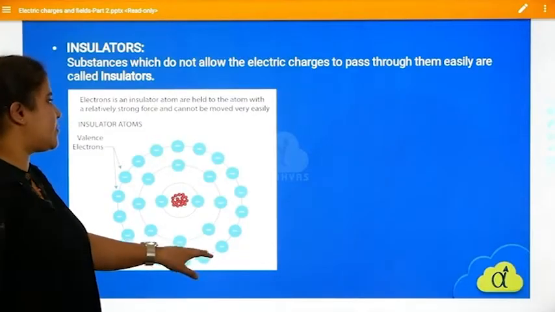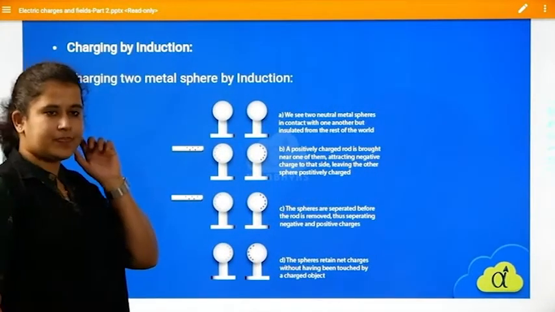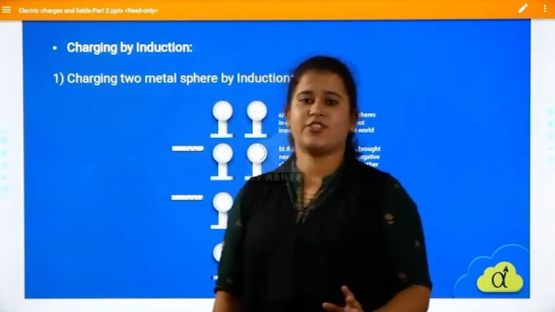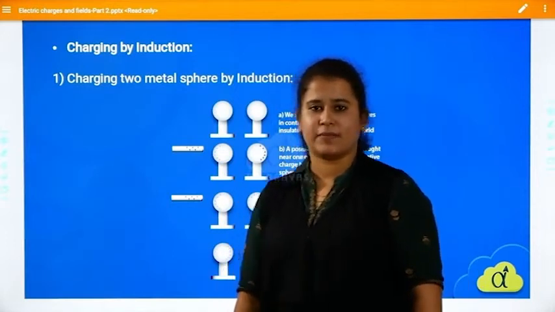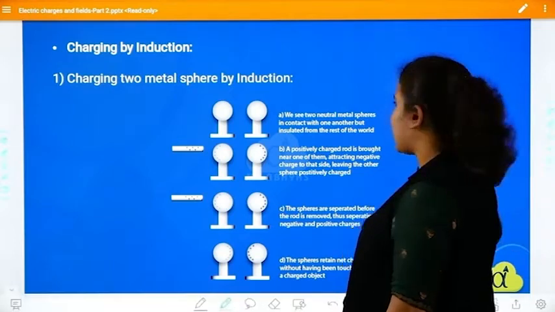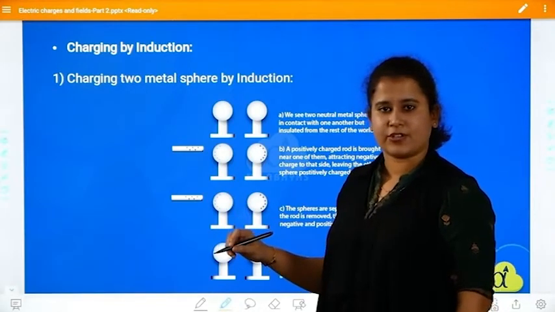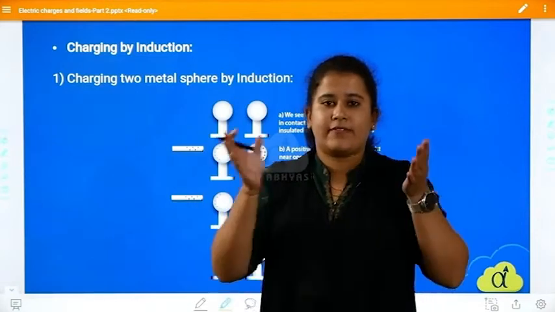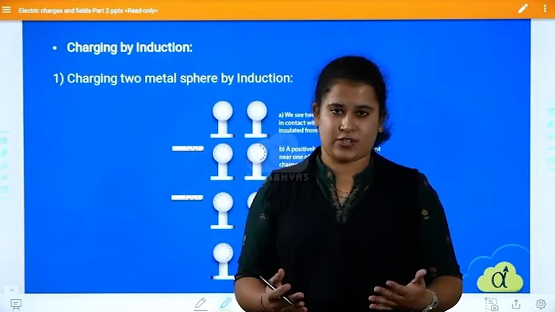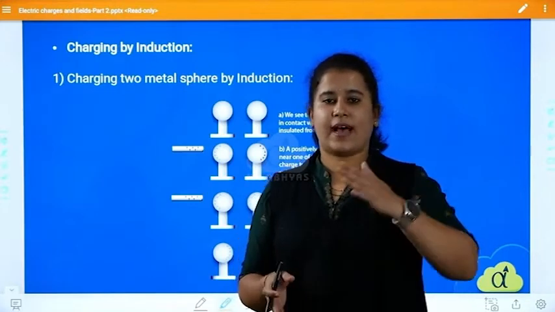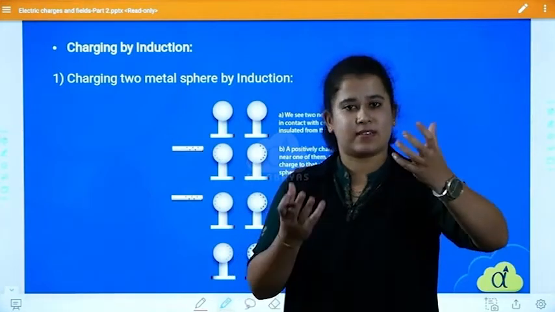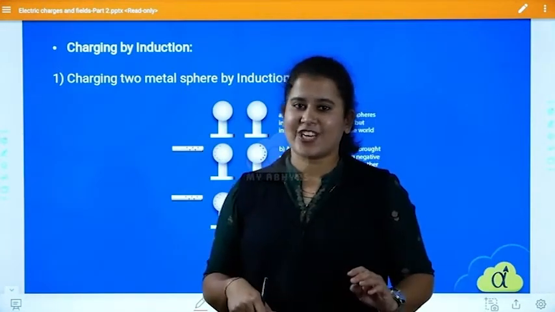Next, we have a very interesting topic based on this. I said there are two types of charging methods, right? One is charging by friction and another one is charging by induction. Friction we have seen: whenever two bodies or two materials are rubbed with each other, they get charged. As one is giving out the charge, it becomes positively charged, and as another one is receiving the charge, it becomes negatively charged.